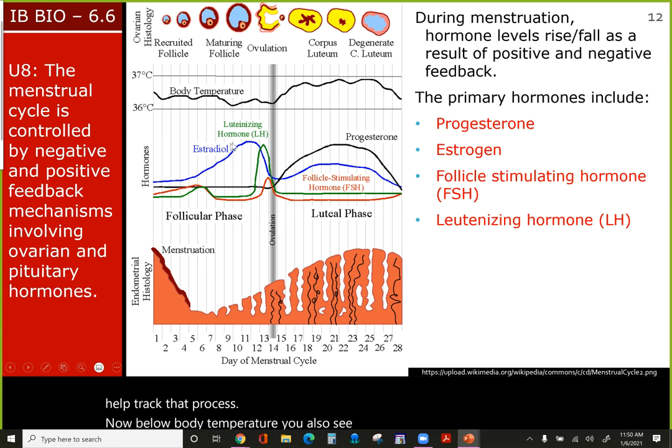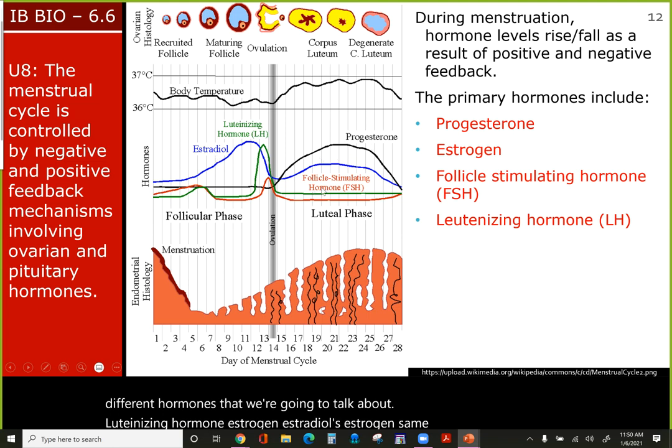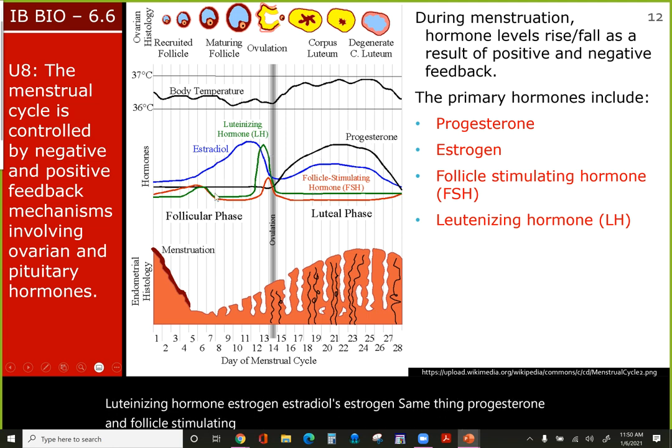Now, below body temperature, you also see hormones. These are all the different hormones that we're going to talk about: luteinizing hormone, estrogen, estradiol (estrogen, same thing), progesterone, and follicle stimulating hormone. I know it looks complicated, but we'll take that step by step.